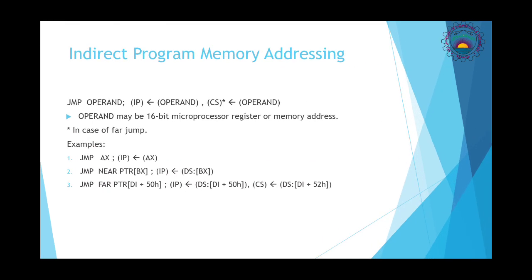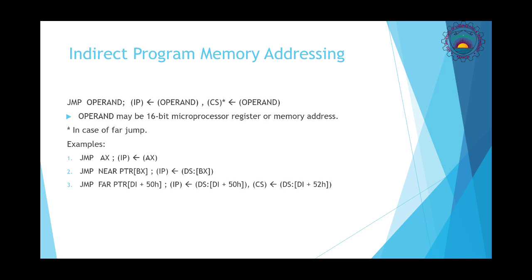So last addressing mode is indirect program memory addressing. In this type of addressing, IP will be loaded from an operand, and that operand may be 16-bit microprocessor register or a memory address. In this type of addressing mode, jump instruction may be of near type as well as far type. So if you are having a near type jump instruction, then only IP will be changed, or otherwise if you are having a far type of jump, then IP and CS both registers will be having new values.